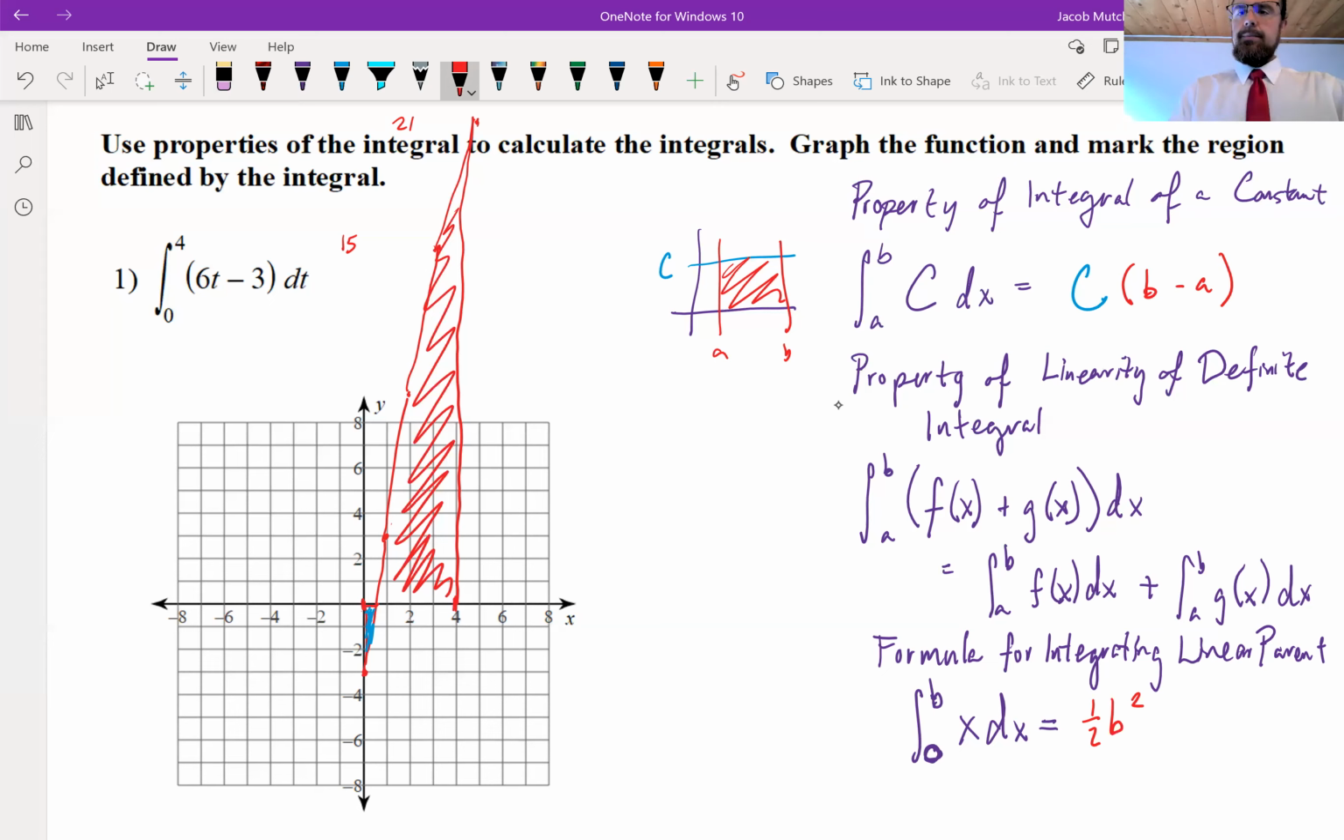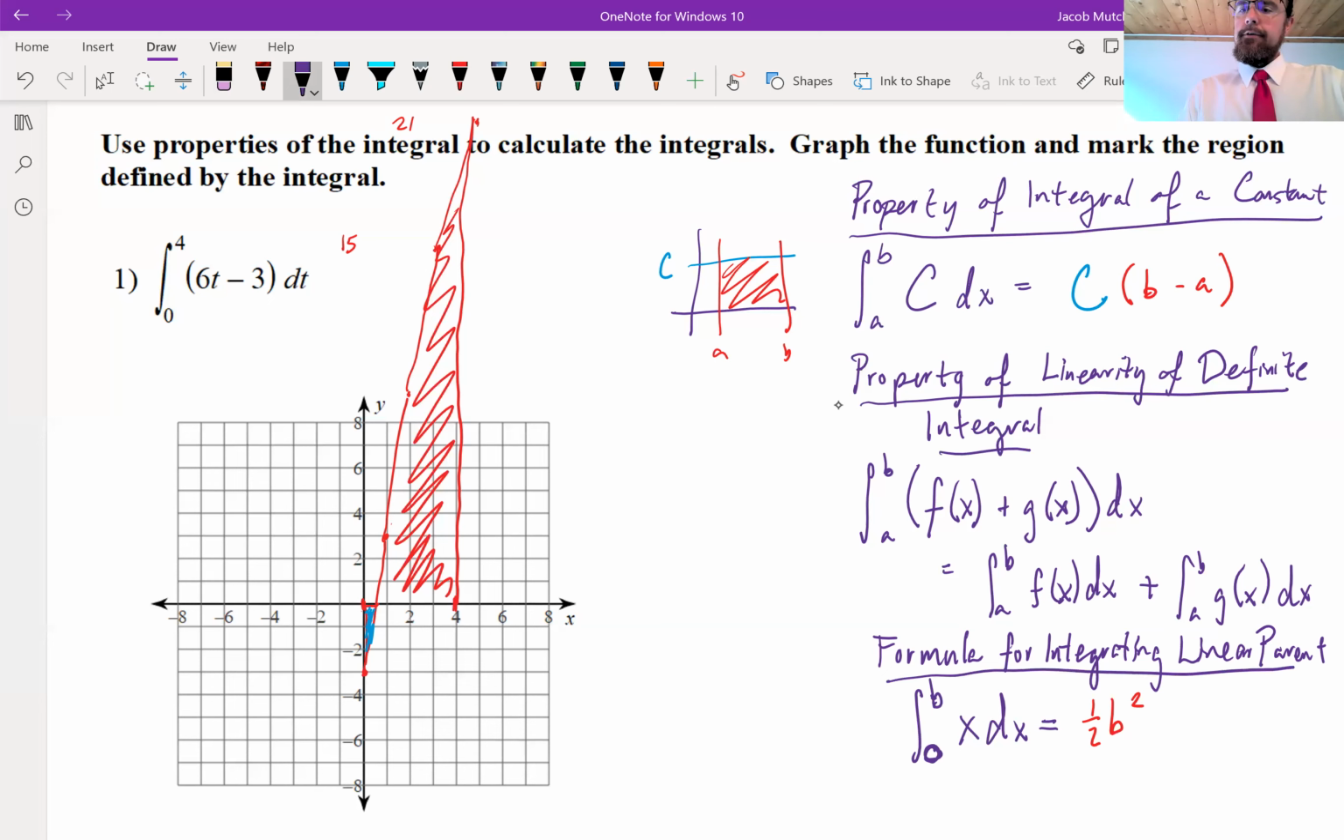So we've spent some time just laying out 3 properties here. We've got the property of the integral of a constant, the property of linearity of the definite integral, and the formula for integrating a linear parent. So let's start by applying the linearity property. What I'm going to do is bring down that integral from 0 to 4 of 6t minus 3 dt. And I'm going to apply that linearity property.